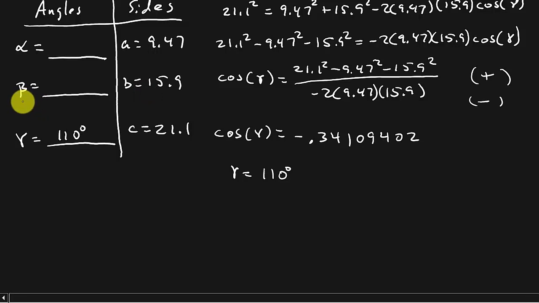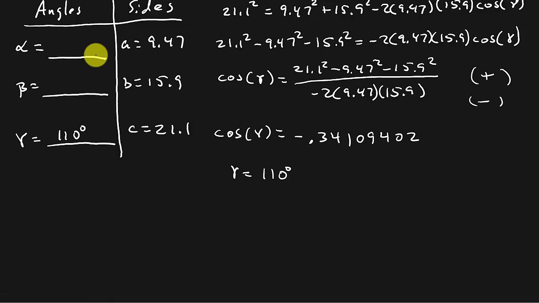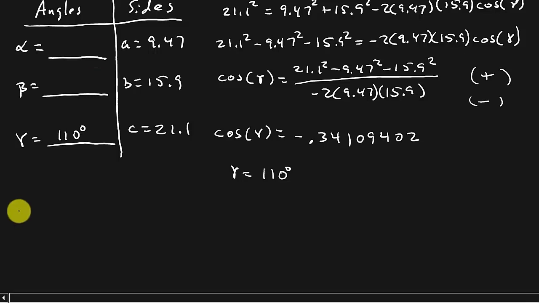Is beta the largest angle? No. Is alpha the largest angle in the triangle? No. Okay, so it doesn't matter. I know both of these are in the first quadrant. So it doesn't matter which one I solve for first. I know they're in the first quadrant. So let's just go ahead and solve for alpha.